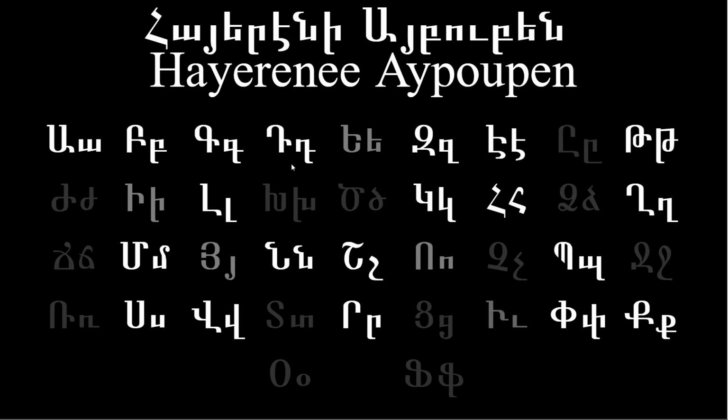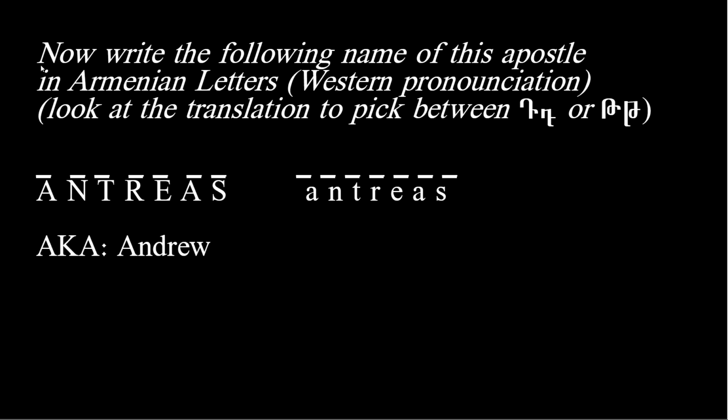So with that, we've covered this letter. Make sure to put it into your table and let us proceed. Now write the following name of this apostle in Armenian letters using Western pronunciation. And so the name is Andreas. Now to pick between this letter or the letter To, which both give a T sound in Western Armenian, look at the translation, which is Andrew. So pause the video and I'll show the solution in 3, 2, 1.